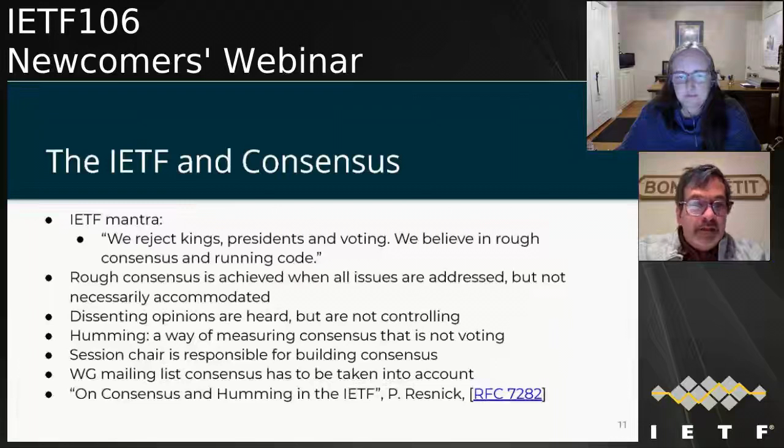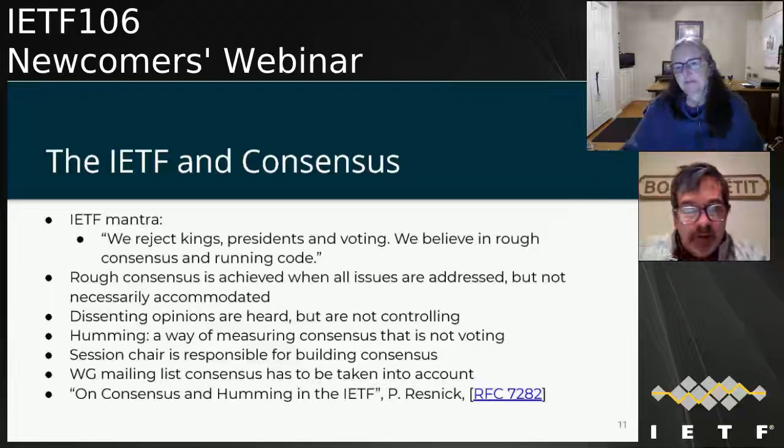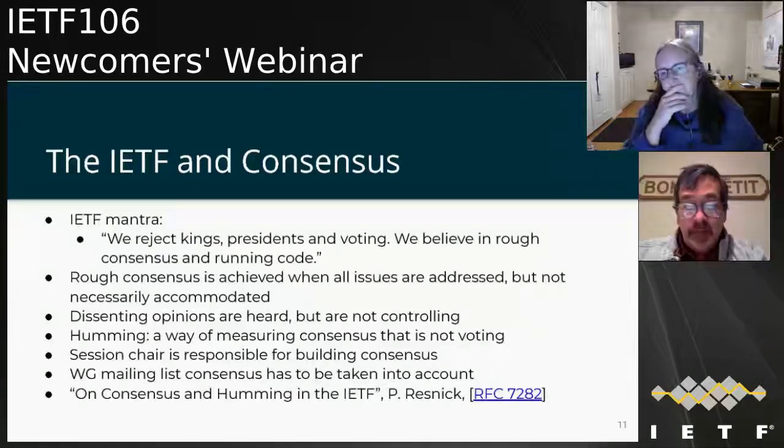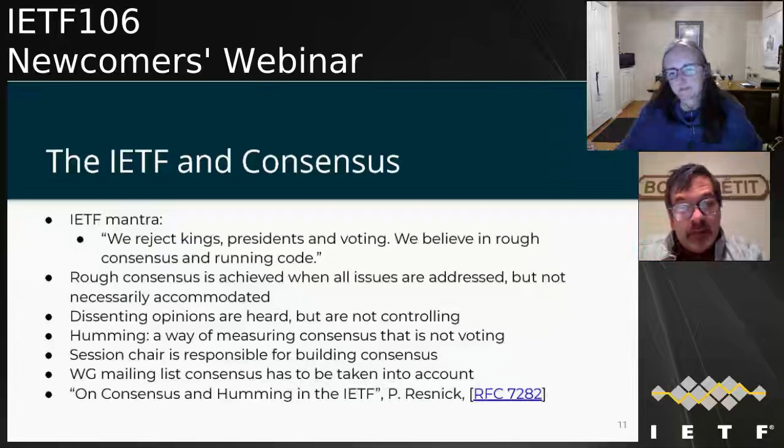The session chair is responsible for building or checking consensus. The area directors will often step in. At the meetings, almost every time there's a consensus discussion, the chairs will then say, okay, we'll confirm that on the mailing list. For the most part, the mailing lists for every working group are the official record and the place where all of the official decisions are taken into account. And of course, there's an RFC on how to do consensus and humming.